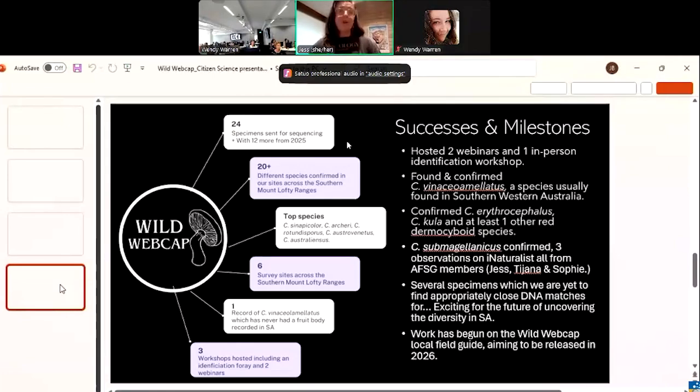We also run workshops teaching people how to identify common species and how to upload records to iNaturalist to really harness the power of citizen science to help us better understand their distribution and their occurrence across South Australia.